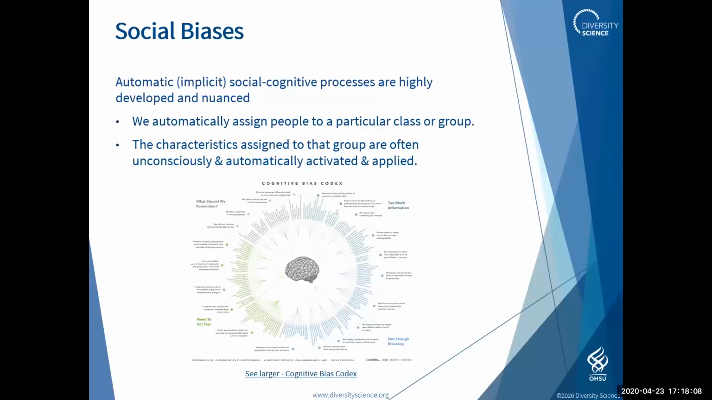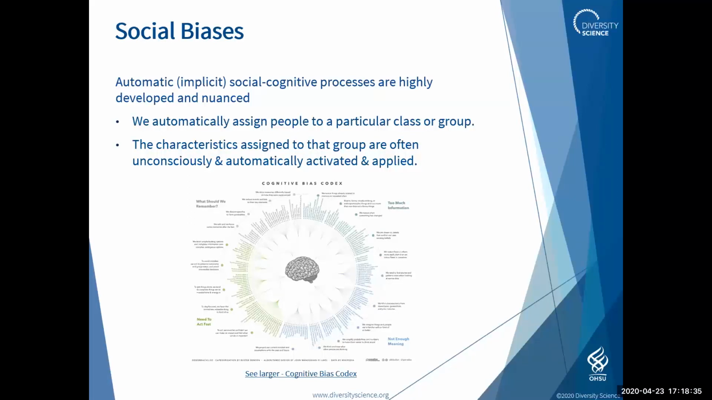But we do automatically categorize, for example, by perceived gender and gender expression, because in our culture that part of our brain has been taught over and over again that that's a crucial piece of information about someone else, which has created some challenges. So maybe I won't get into that today. The characteristics assigned to that group that we have learned about are unconsciously and automatically activated and applied.